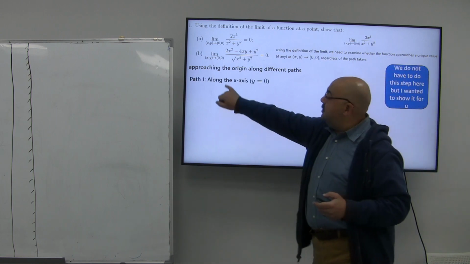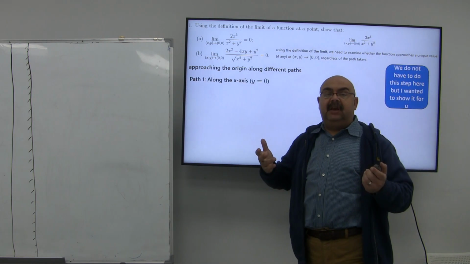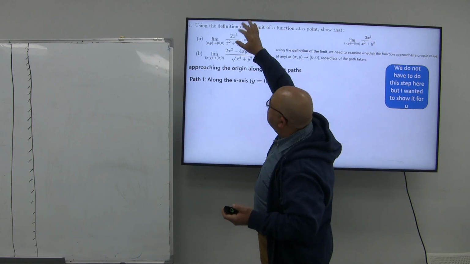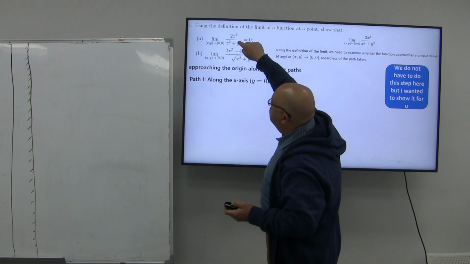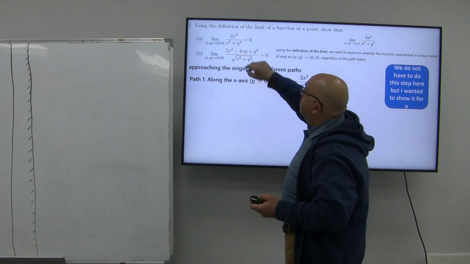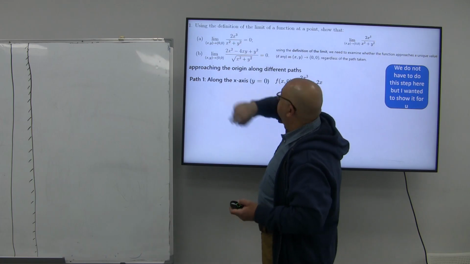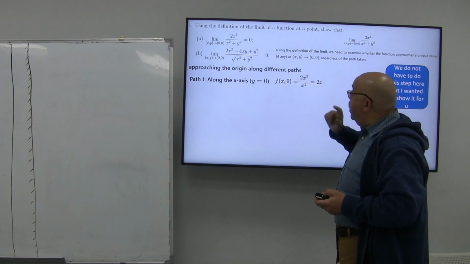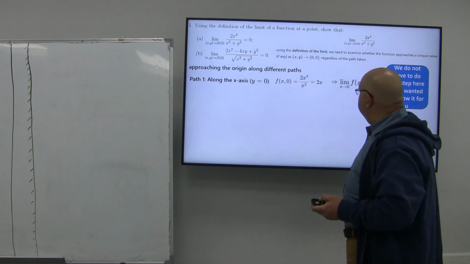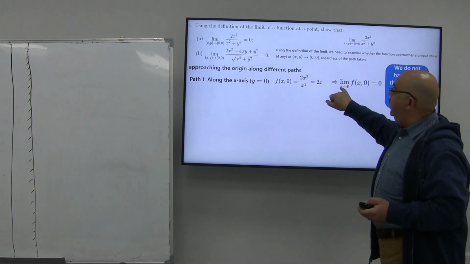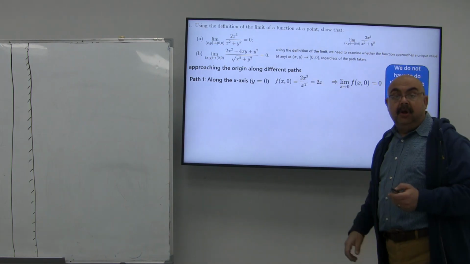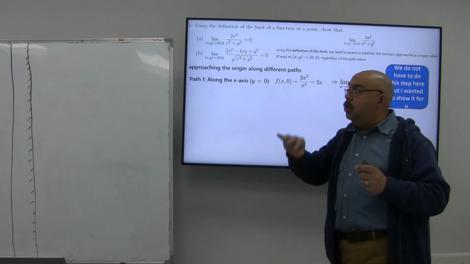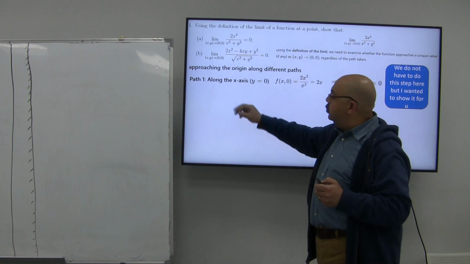I will start with along the x-axis. What's the equation of the x-axis? y equal to 0. So I will take the function and substitute y equal to 0, and once you do this, your function will be 2x cubed over x squared, which can be simplified to 2x. Now take the limit of the function, so it's the limit of 2x as x tends to 0, so it's going to be 0. So the limit for this function exists along the first path, which is the x-axis.